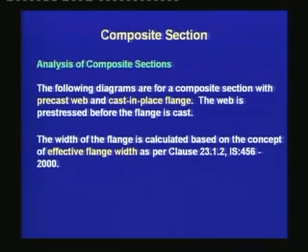The width of the flange is calculated based on the concept of effective flange width as per clause 23.1.2 of IS 456-2000. That means IS 456-2000 tells us that if we have a flange which is quite wide, we should take only a part of the flange in which the stress can be assumed to be uniform, and that part of the flange is called the effective width of the section. Based on that clause, we determine the width of the flange in our analysis.